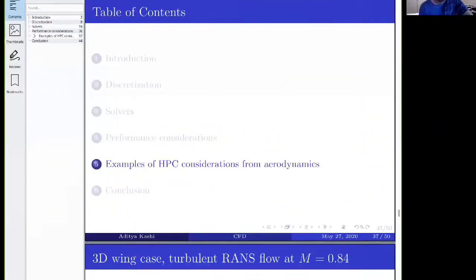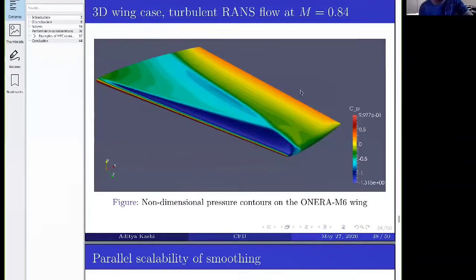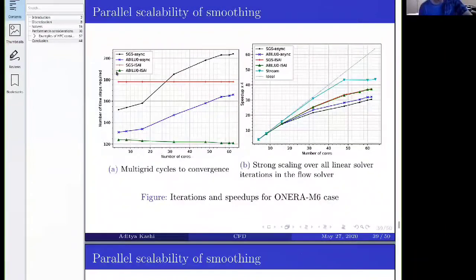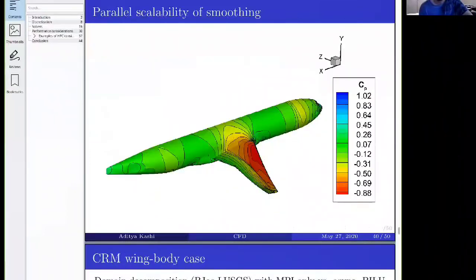Yeah. So some examples in aerodynamics. This is a wing. It's a simple wing test case, and it's a transonic flow. So we have a shock structure that forms here. And here I have some comparisons of different solvers, how they behave.